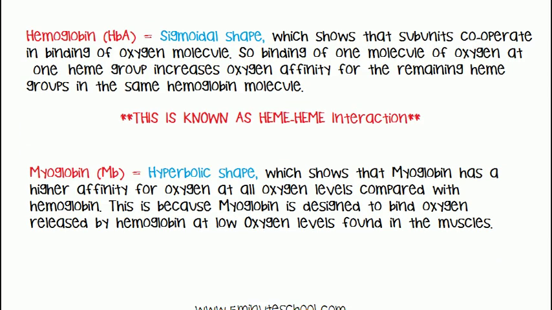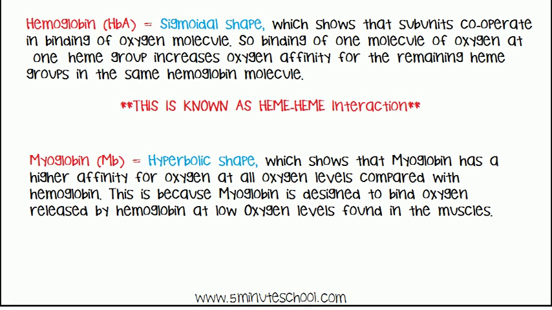And I forgot to mention, for the hemoglobin, the binding of oxygen on one heme group increases the affinity for the heme groups which are remaining. This effect is known as heme-heme interaction. Okay, so that's today's video on oxygen dissociation curves for hemoglobin and myoglobin.